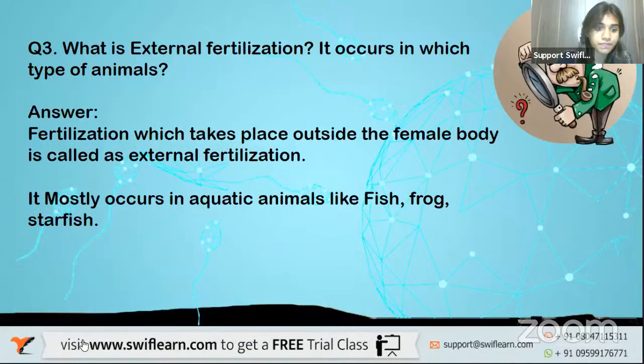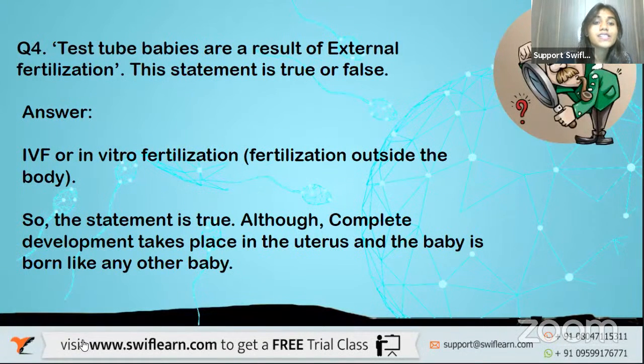Next question. Test tube babies are a result of external fertilization. This statement is true or false? Well, this statement is true because fertilization is happening outside the female body, that is in a test tube. So the formation of zygote, or fertilization, that is fusion of the male gamete sperm and the female gamete ova, is happening outside the female body, that is in the test tube.